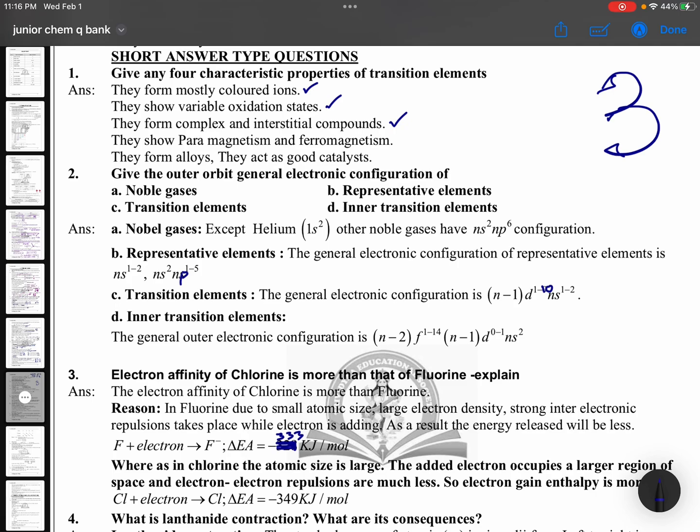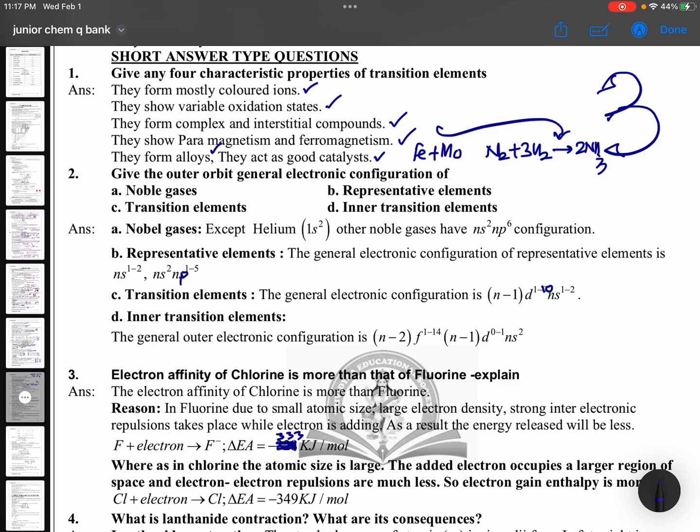They show paramagnetism and ferromagnetism. They form alloys. This is 1 point. Another point is they act as good catalysts. Best example, iron plus molybdenum, in Haber's process. Nitrogen plus hydrogen gives rise to ammonia. In this reaction, the best catalyst is iron. This you can use here.